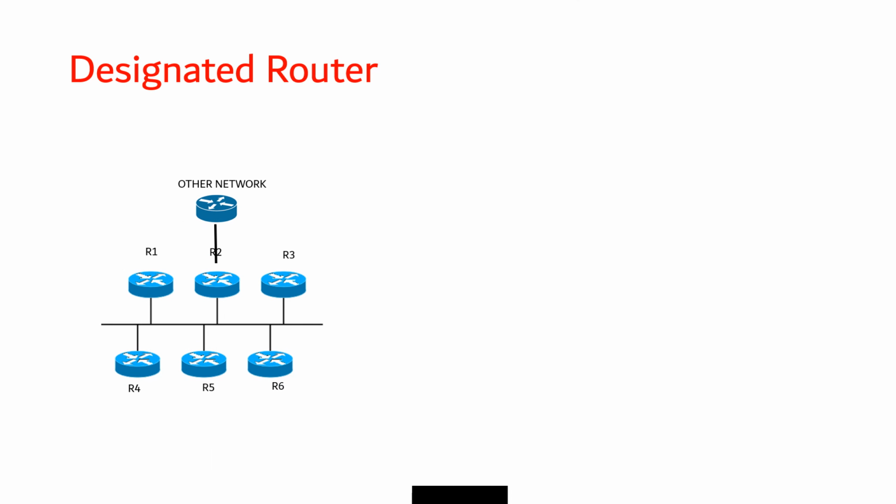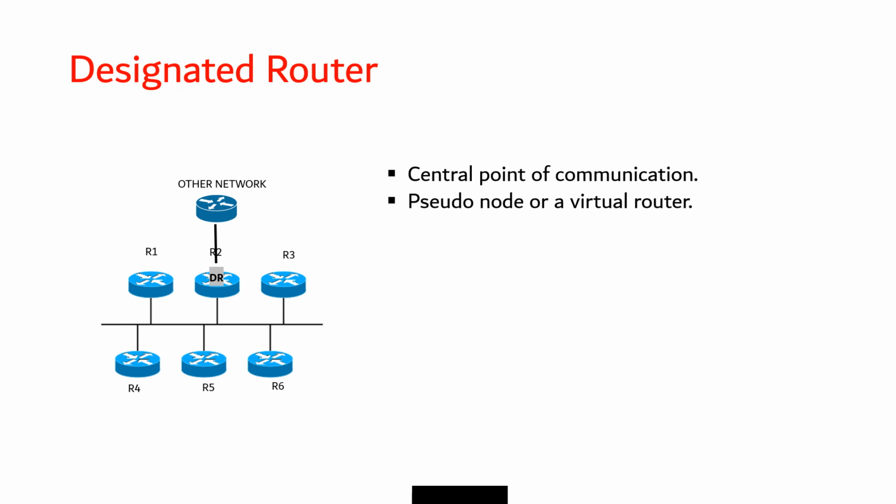DR, also known as designated router, is a single router elected by the OSPF router in multi-access segment to act as a central point of communication. It acts as a pseudo node or a virtual router. Its primary function is to minimize the amount of OSPF routing protocol traffic and adjacencies on the network segment.